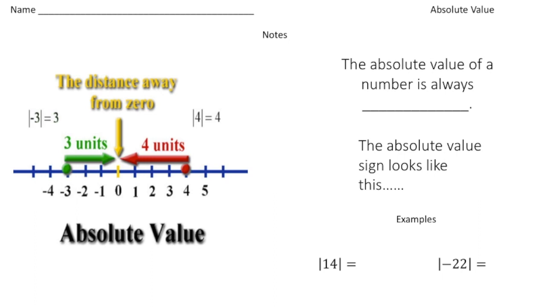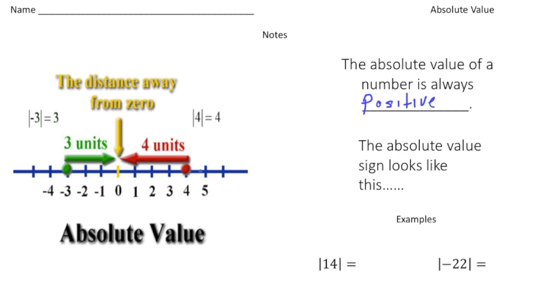All right. So what exactly is absolute value? Well, absolute value is just the distance away a number is from zero. And there's two big things you need to always remember about absolute value. The first thing is the absolute value of a number is always positive. So let's write the word positive in this box. All right, so the absolute value of a number is always positive.